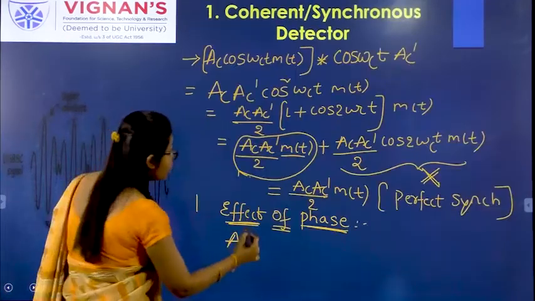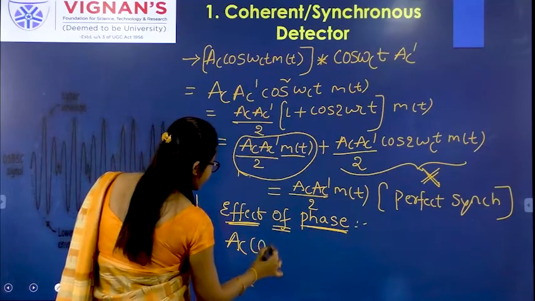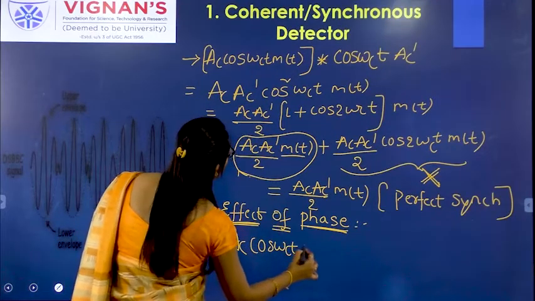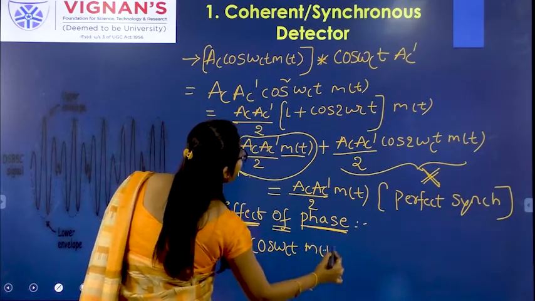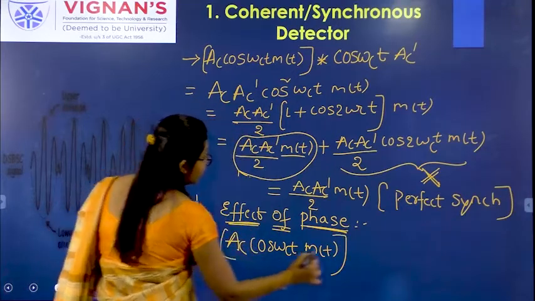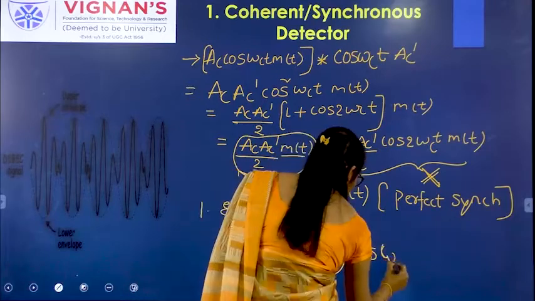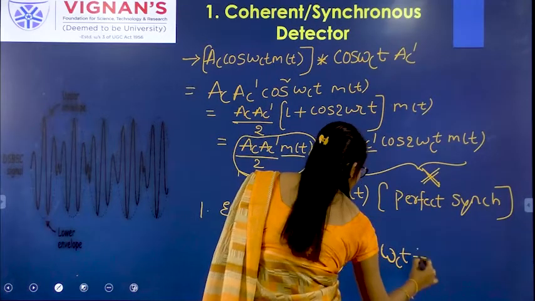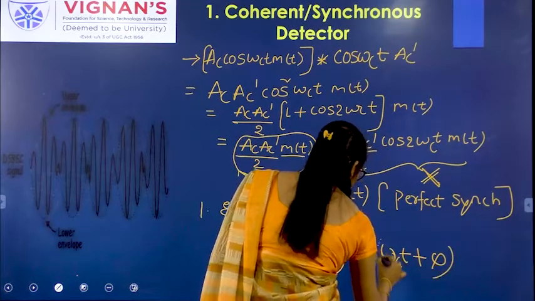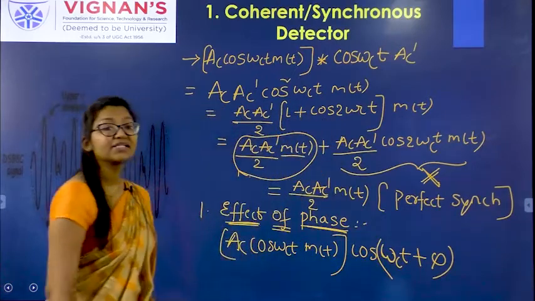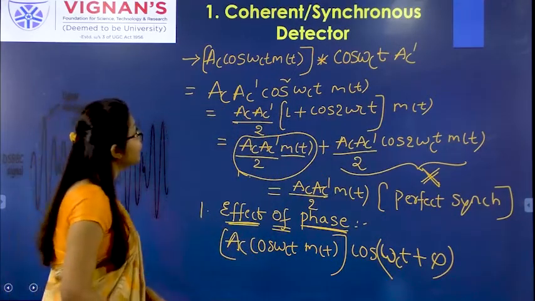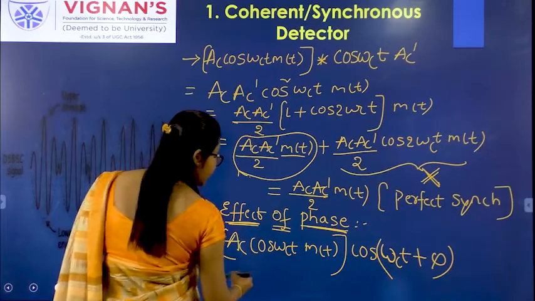Okay. So this term is the same, Ac cos omega ct m of t, into cos of omega ct plus pi. So just multiply it, what will you get here?